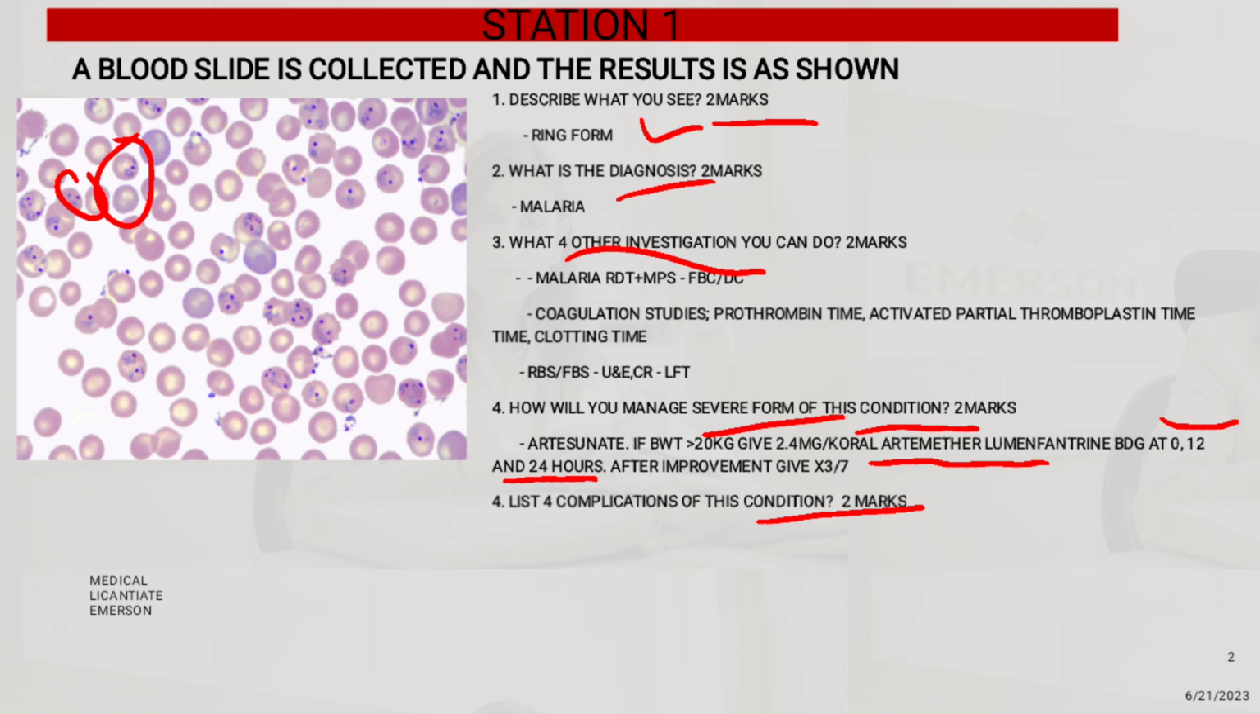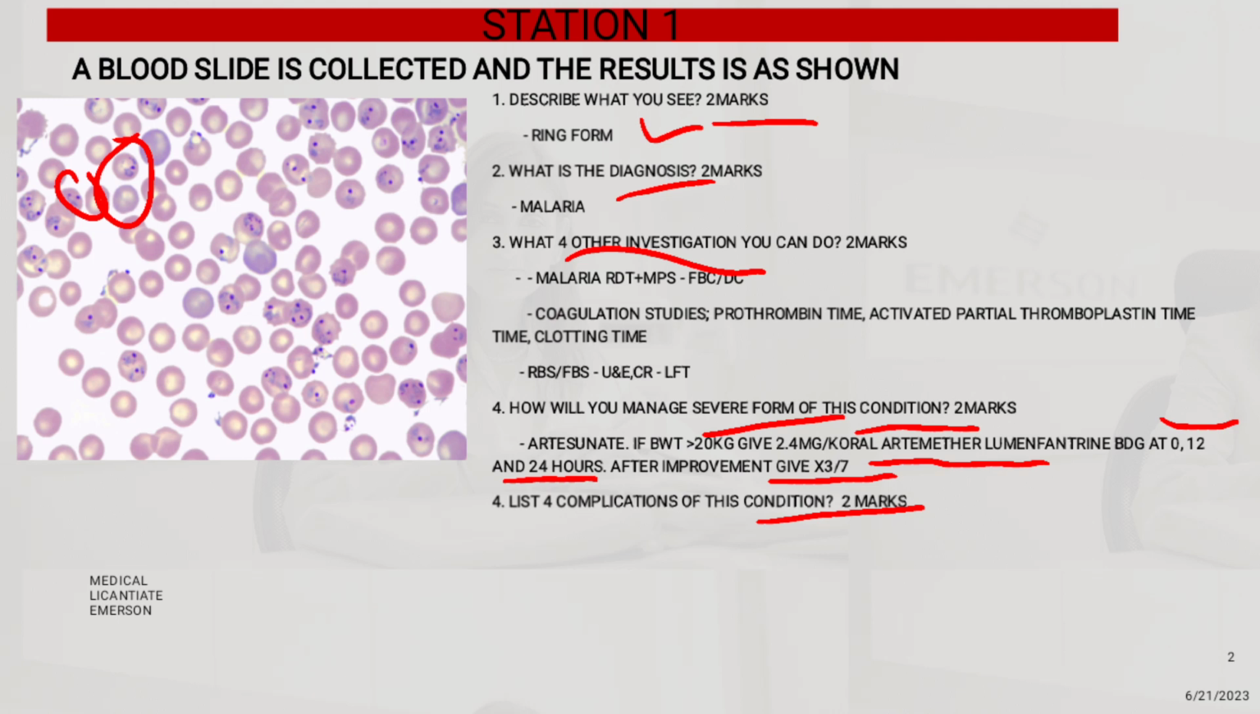So let me read the question again. Artesunate: you give artesunate if the body weight is more than 20 kg. You give 2.4 milligrams per kg at 0, 12, and 24. Then after improvement, you do your BS, MPS, you check again, you see how the parasites are, and if the patient has improved, you can now give oral artemether-lumefantrine BD, meaning twice daily, for 3 days. Then you are done with the management.